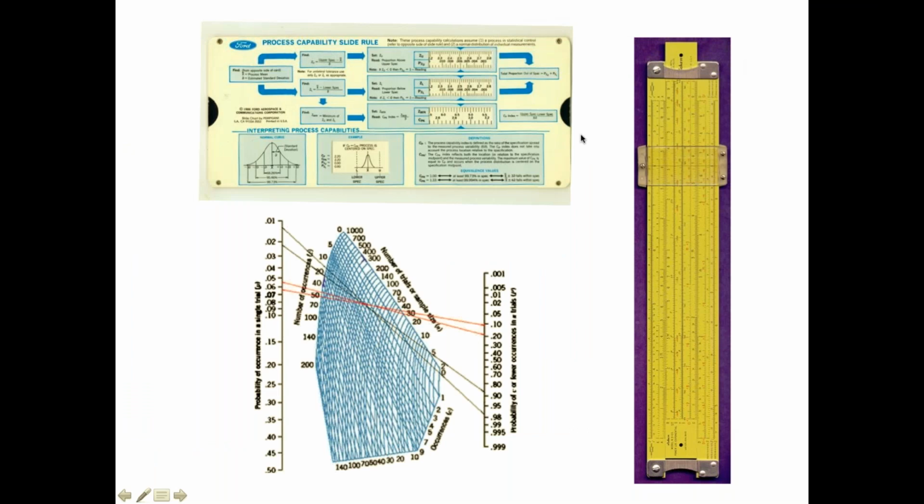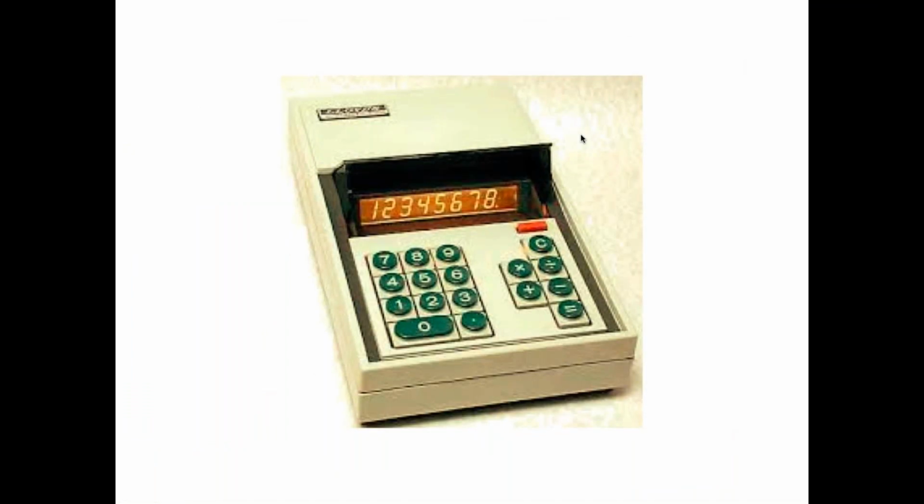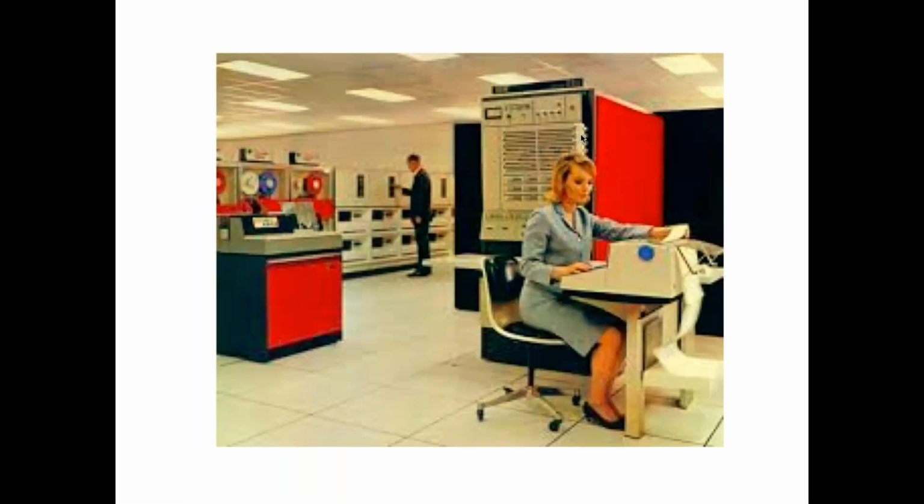So those are the kinds of tools that we started with. Okay, then electronic calculators started to appear. This is a desktop electronic calculator. The first one I saw was made by a company called Wang. It cost like 30 grand or something like that to basically do what you do on your phone with your little calculator.